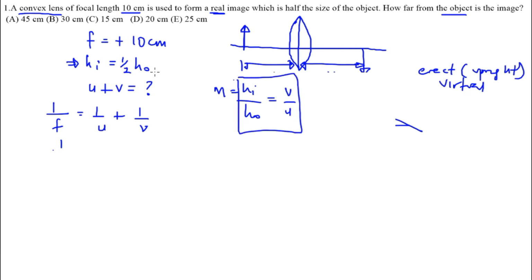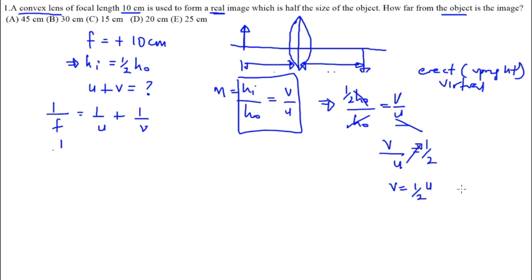From the question, the image height is half of the object, so this is the image height, and of course upon the object height is equal to v upon u, which means that this can cancel out to give us v over u equal to half, isn't it? And that simply means that v is equal to 1 over 2 of u, which is the same thing as 0.5u. So 1 over f is 1 over 10, equal to 1 over u, but v is now 0.5u.